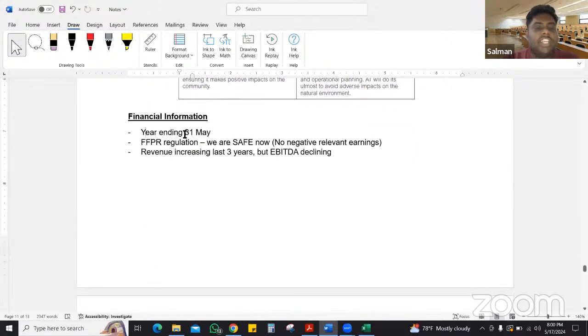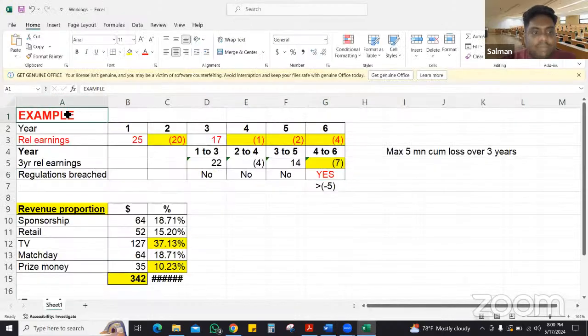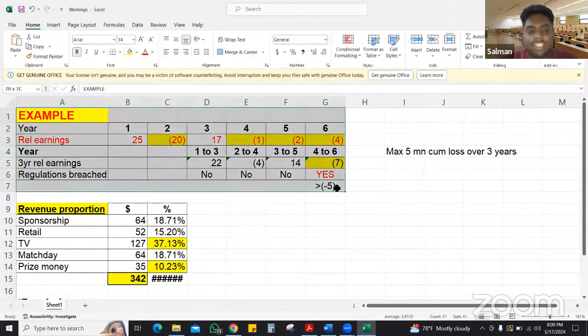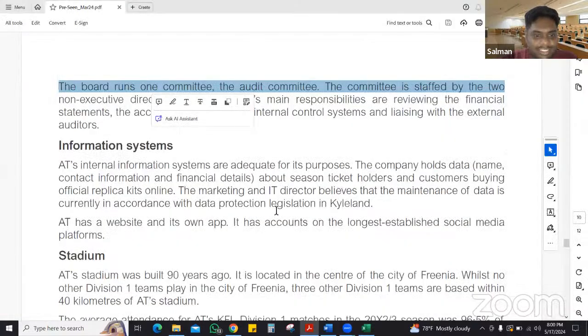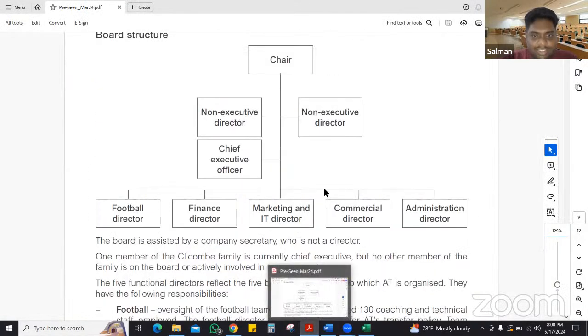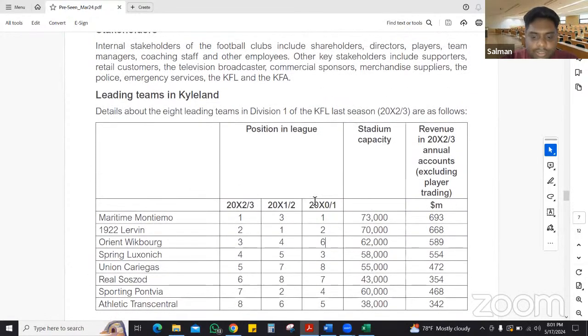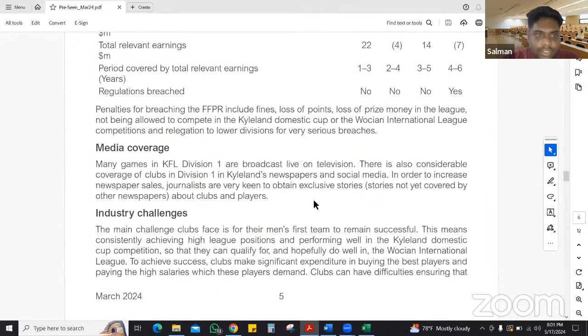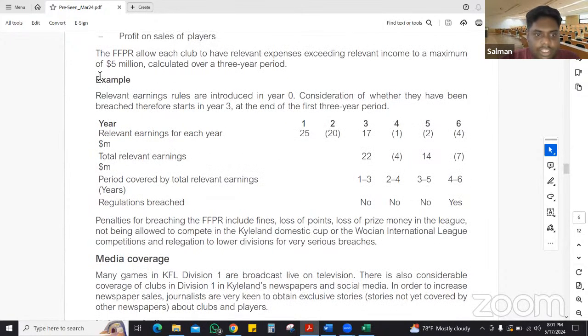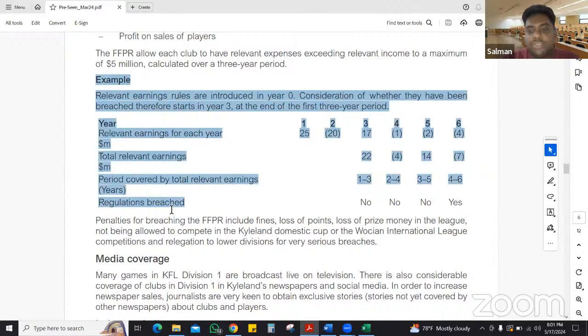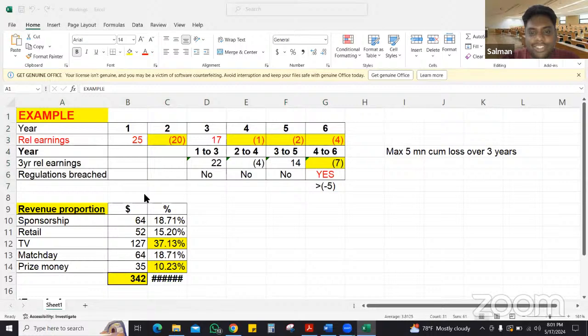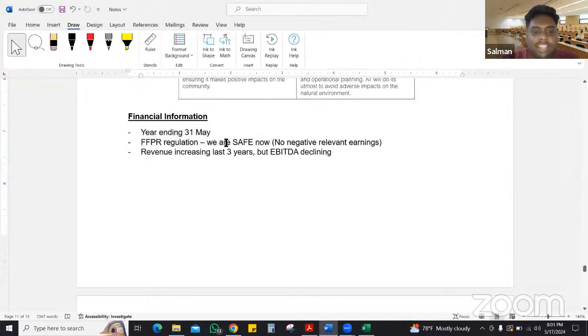Financial information is given for the year ending 31st of May. FFPR regulation, we are safe now. So students, this previous Excel is an example. There are specific states as an example. This is not AT company's financial situation, right? It's an example, okay? This is not the actual situation of AT company. So when it comes to AT, as of now, we are safe.